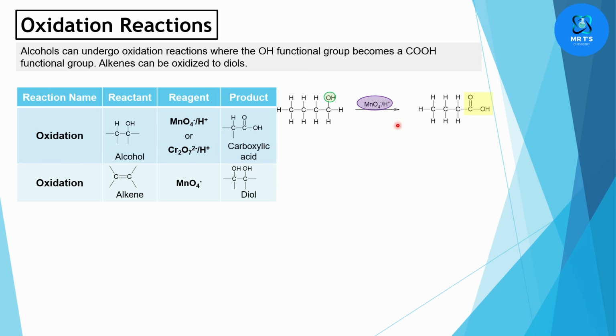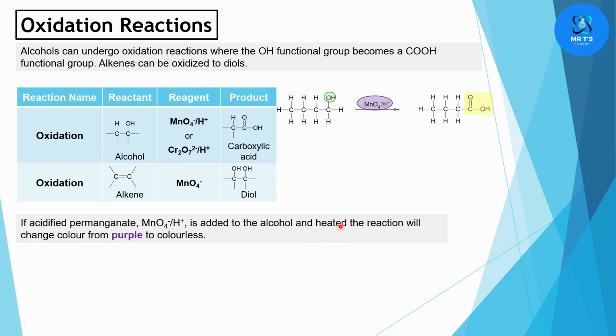Now, this acidified permanganate is actually a purple color, and as the reaction proceeds, the purple color will become colorless. It produces manganese ion, which is colorless, and you will notice that this reaction will go from purple to colorless when you heat it.